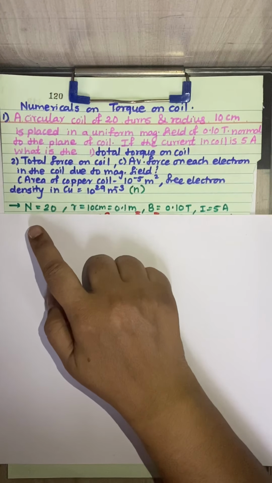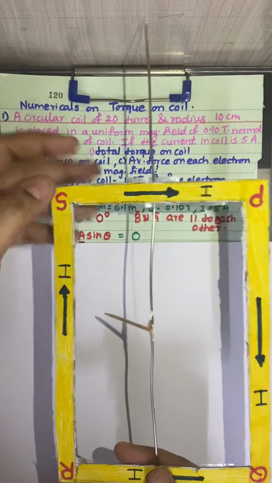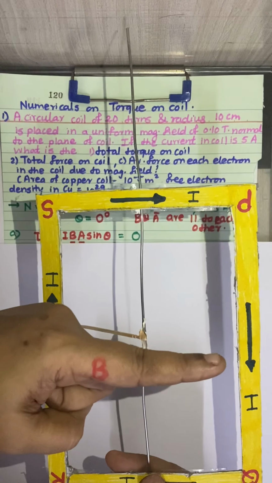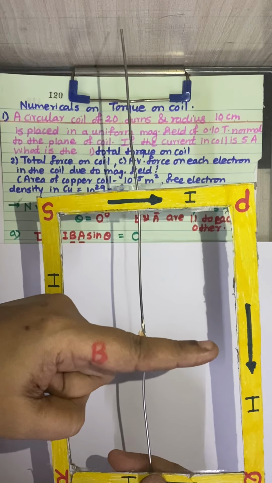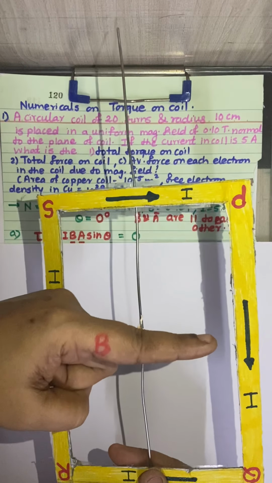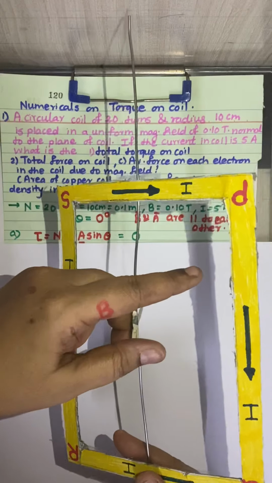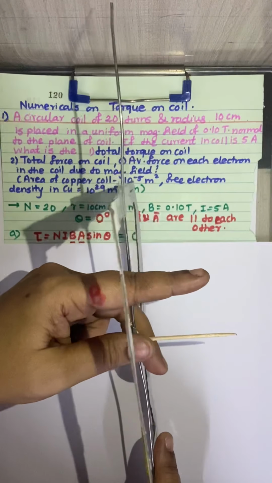They have given that the magnetic field and the plane of the coil are perpendicular to each other. If I say this is the magnetic field, four fingers show the magnetic field, and this is the plane of the coil. If I take the plane of the coil like this, then the plane of the coil is parallel to the magnetic field. But they have said that the magnetic field and the plane of the coil are perpendicular or normal to each other.